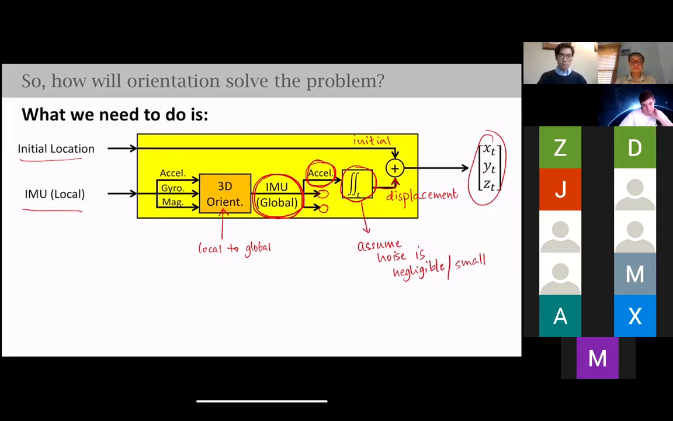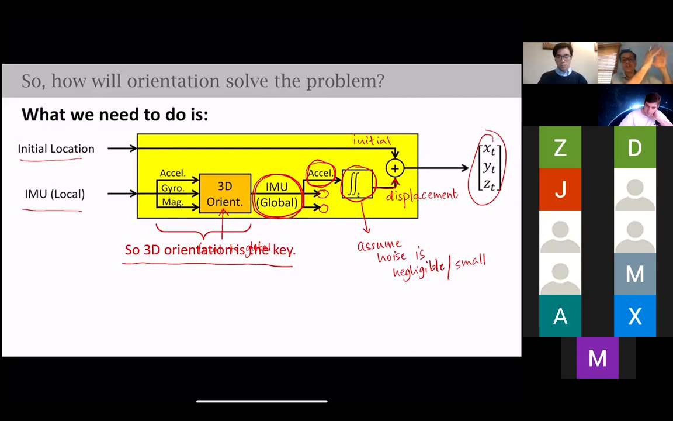Okay. Then the pipeline makes sense to you, I'm hoping. Very good. So the question is, 3D orientation is the key. Oh, you cannot read that very well. But anyway, this says that 3D orientation is the key. So how do you get 3D orientation?